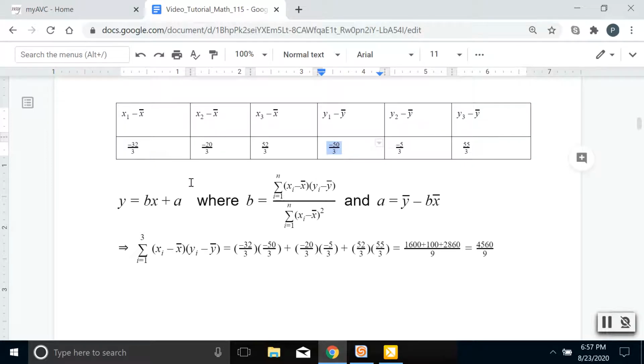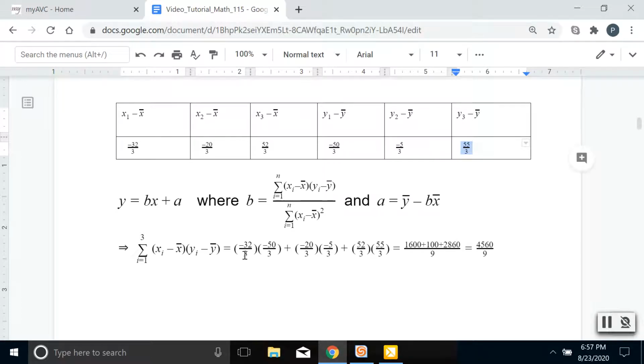Then move on to the next one. It'd be negative 20 over 3, that's my x2 minus x bar, multiplied by my y2 minus y bar. And lastly, take the x3 minus x bar and multiply it by the y3 minus y bar, which I've done here. Doing this computation, negative 32 times negative 50, you can check, is 1600. Negative 20 times negative 5 is 100. 52 times 55 is 2860.